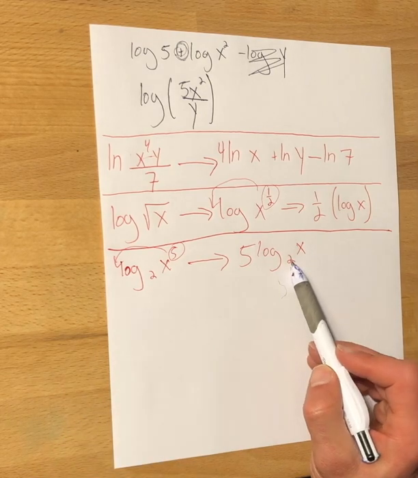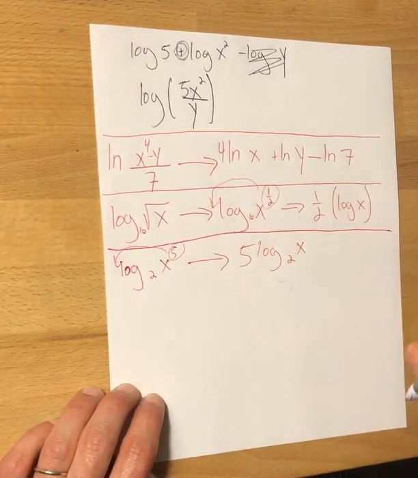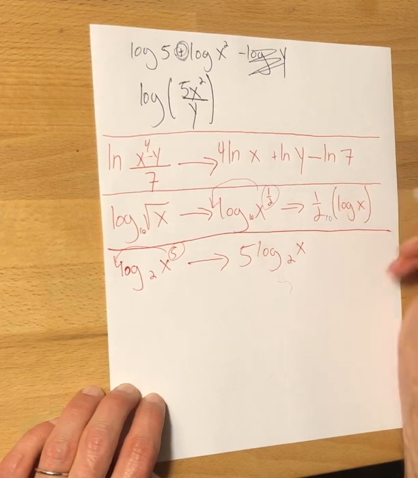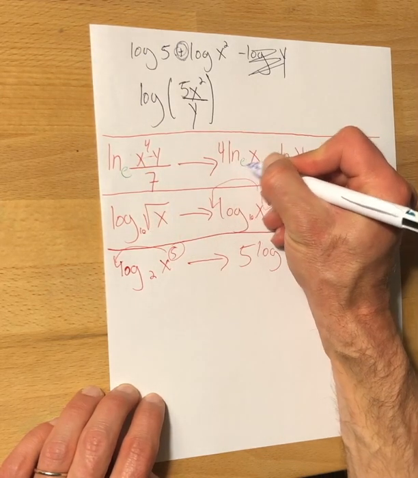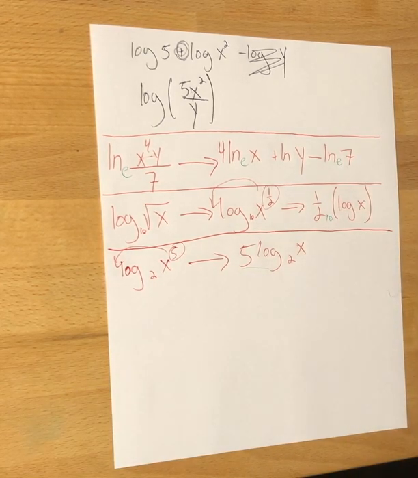Some people get tripped up with the base. Look, there's a base here. There's an invisible base 10 every time. There's an invisible base 10. There's an invisible base e. There's always a base. As long as the base is the same, you just continue.